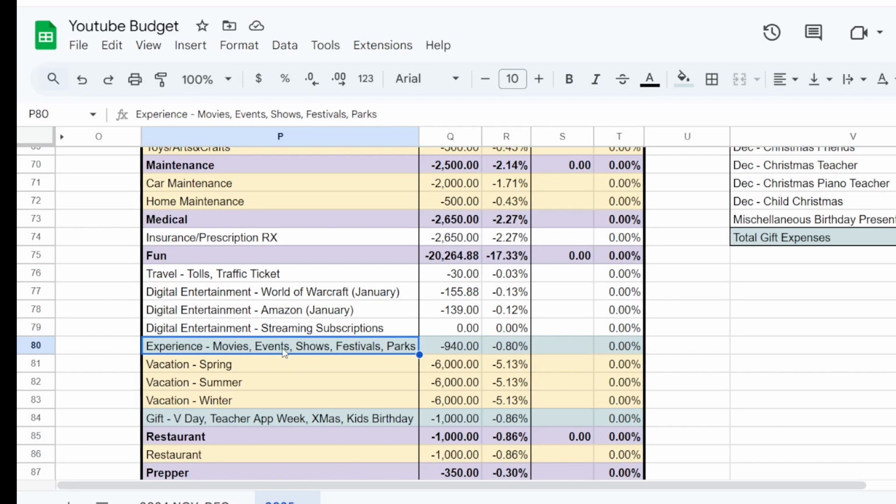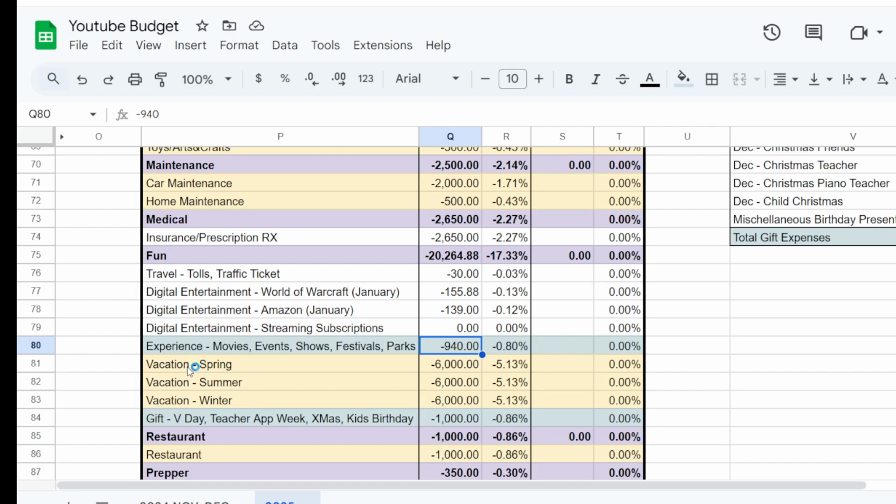For movies and any events like festivals or shows that I want to go to, I put $940 because this also includes if I stop by an amusement park or something. So I'm anticipating for the entire year it's going to be $940.